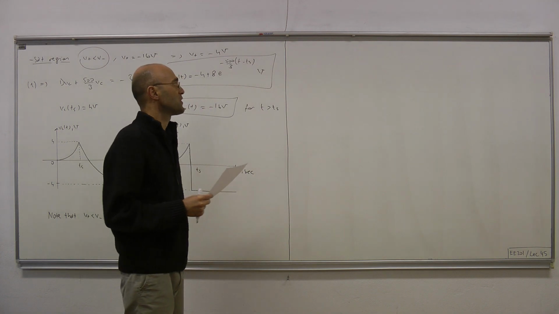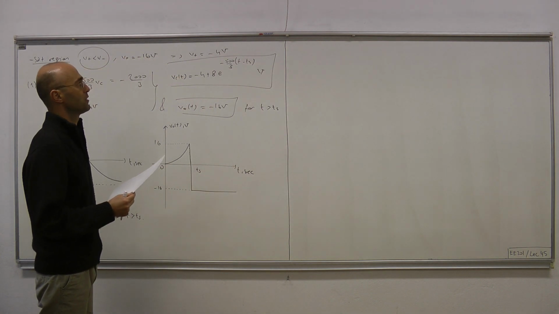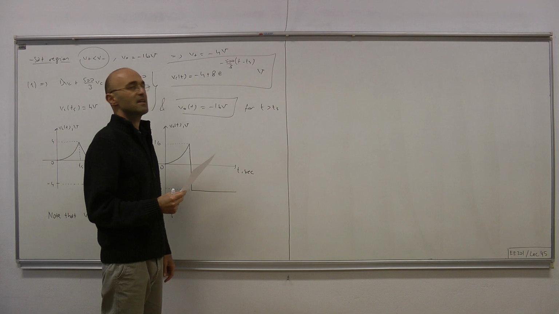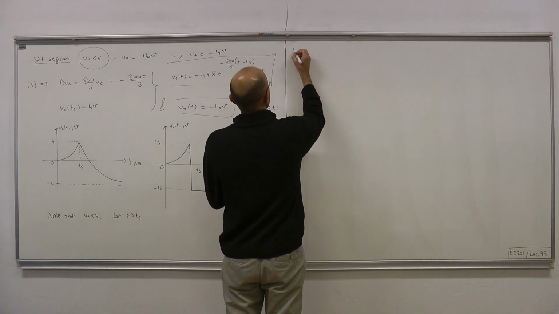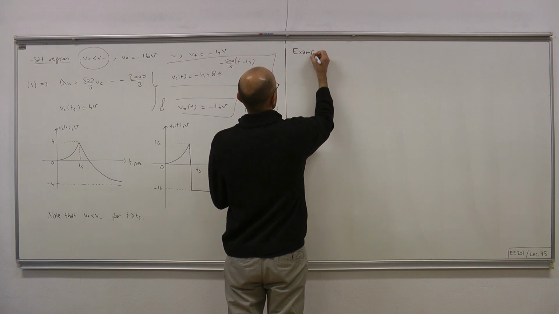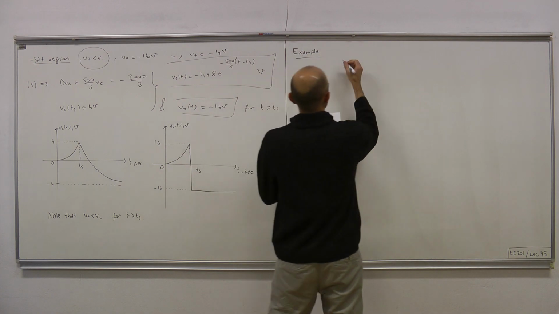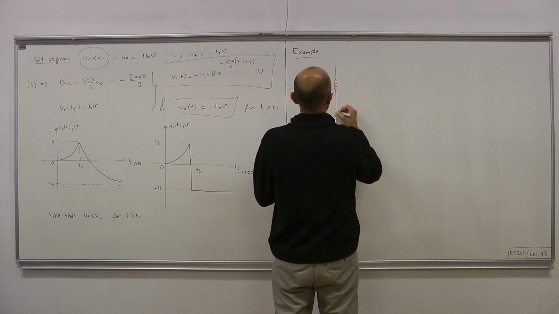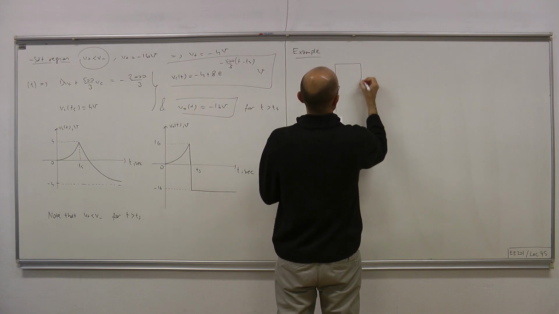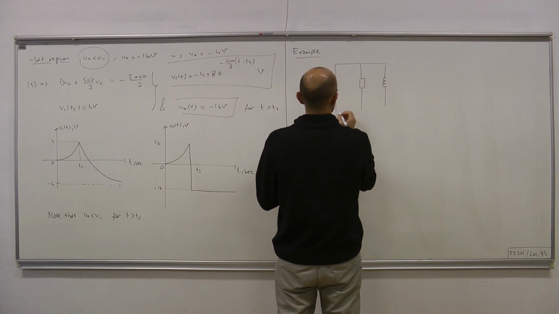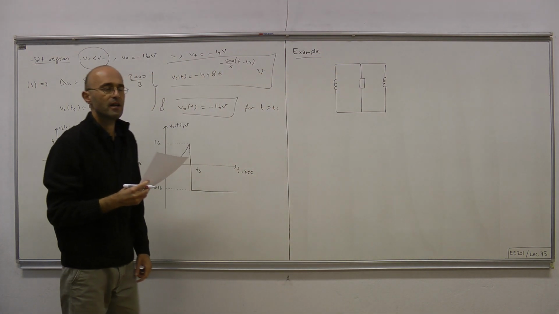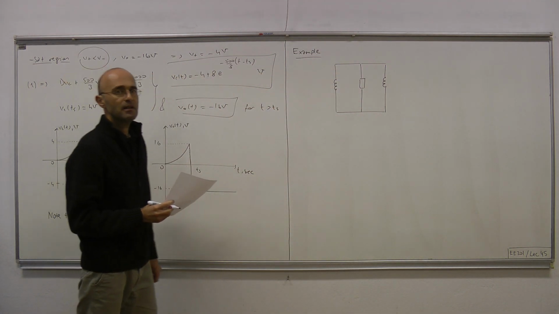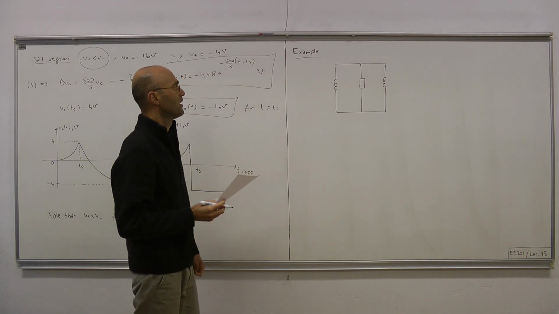Okay, in our next example, let's consider a circuit that we can reduce to a first order circuit, this time with inductors. Example. We have three components connected in parallel. Two of them are LTI inductors, and the one in the middle is a piecewise linear resistor.